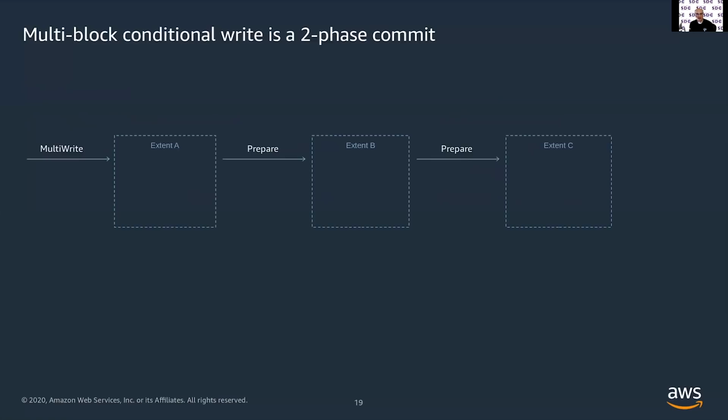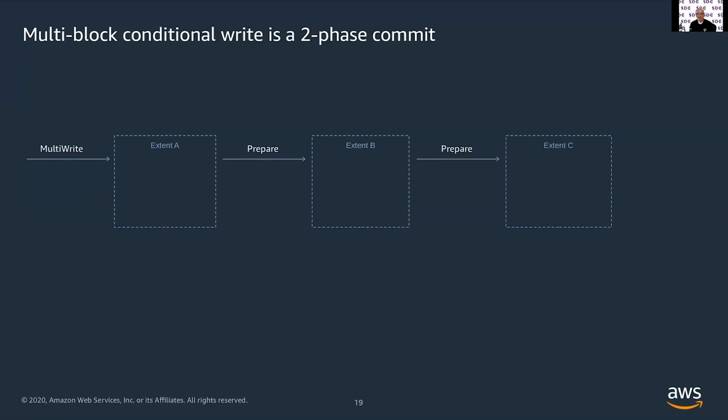Okay, so as I mentioned very briefly just before, file system objects, or at least the things that we may need to edit as part of these operations, can span different extents. So how do we actually implement this multi-block conditional write? It is a form of a transaction, and we choose to implement it as a type of two-phase commit. But it's a little bit different than maybe the traditional view of a two-phase commit.